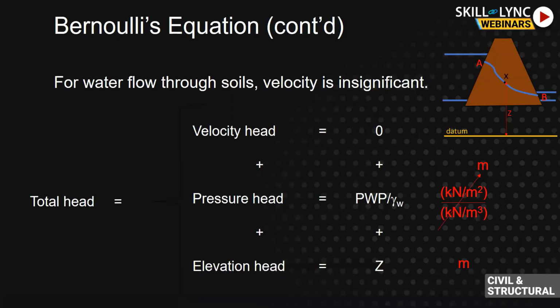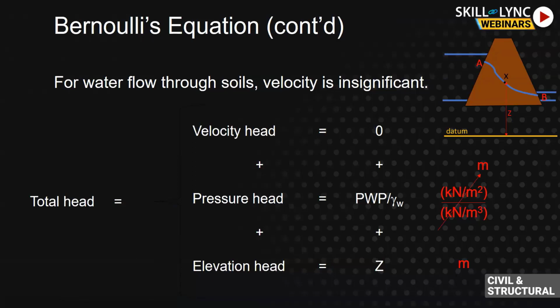So for water flow through soils, the pressure head is calculated as pore water pressure divided by the unit weight of water, which is typically about 10 kilonewton per meter cube. On the right side here, I hope you can see my cursor, you can see that pore water pressure is in kilopascal. I'm just citing you the example of how we get the unit in meters.